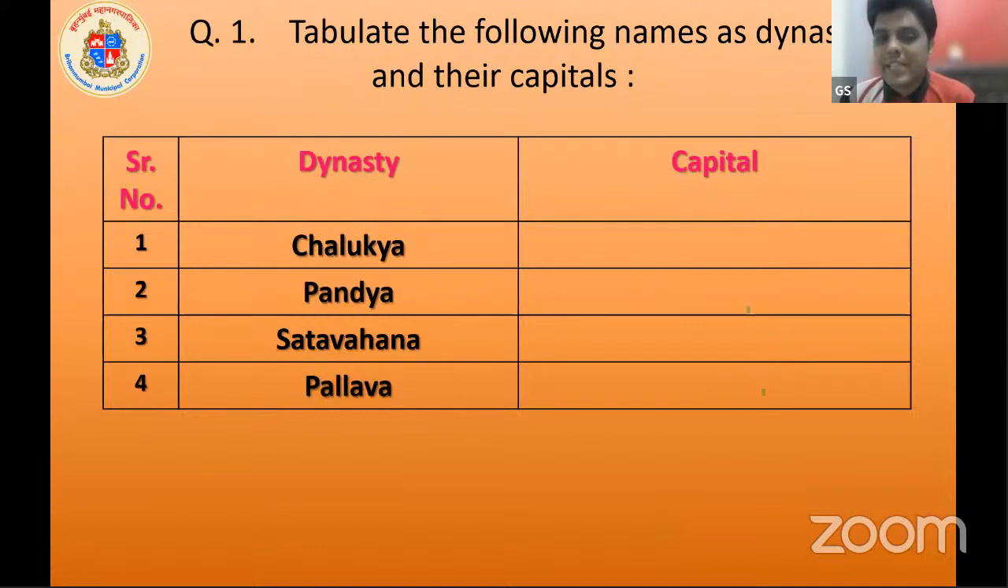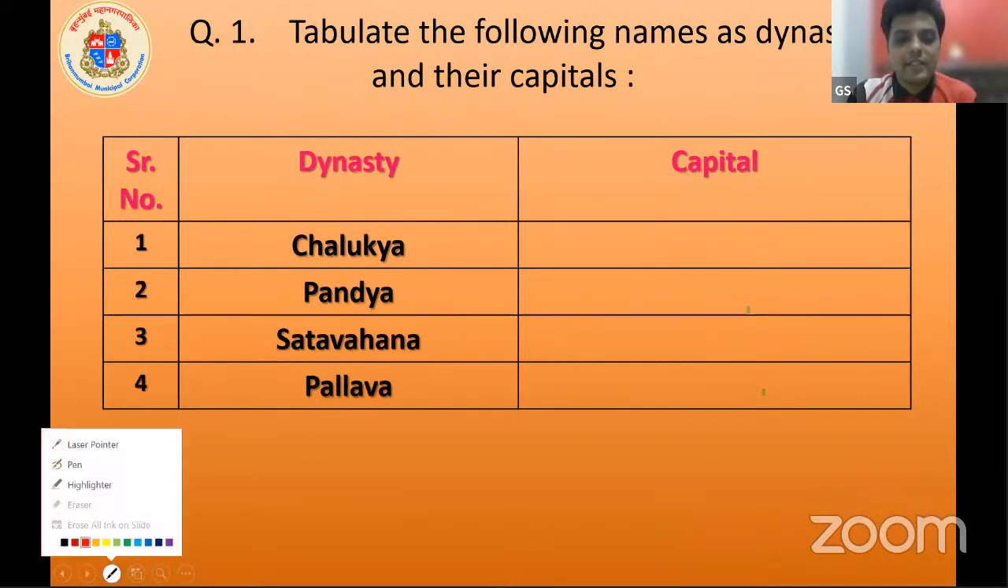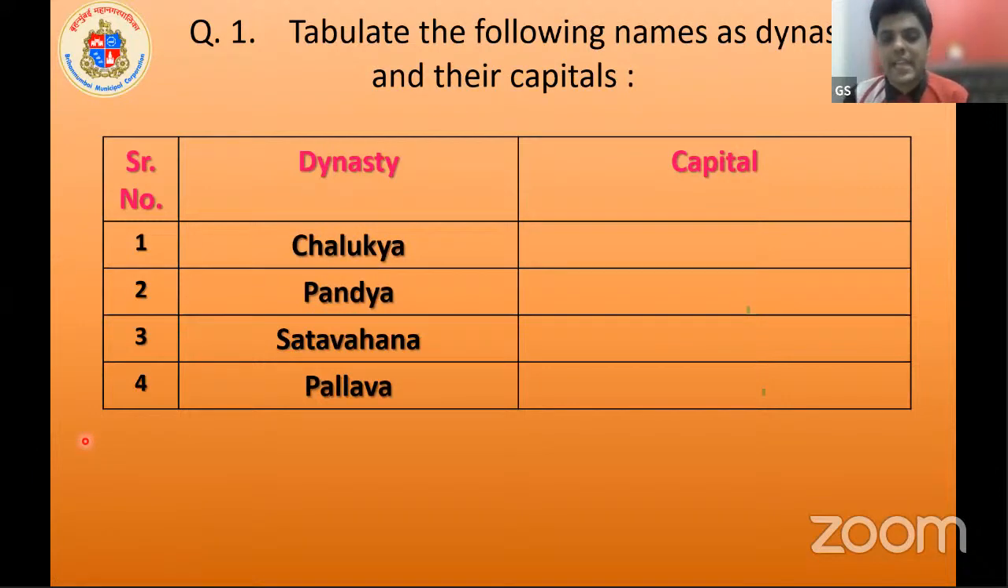Some dynasties are being given and you have to write the names of their capitals in front of them. You can write the name of these dynasties and then you can write the capitals. Your time is 2 minutes. Your time starts now. Write the name of the dynasty and write the name of the capital in front of it. Don't make this chart. Only write the name.